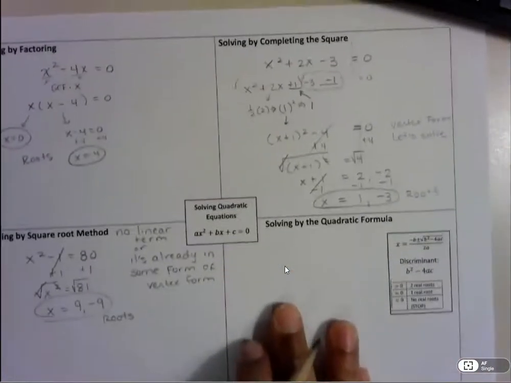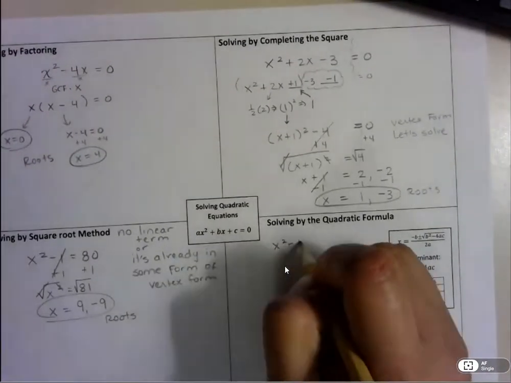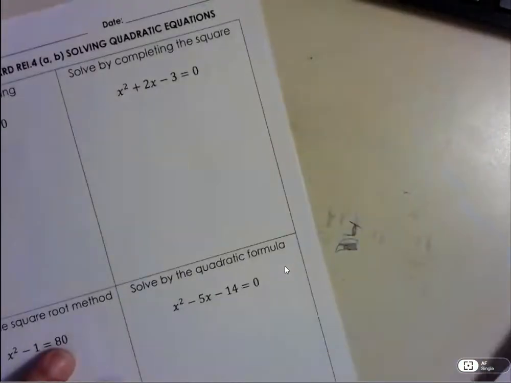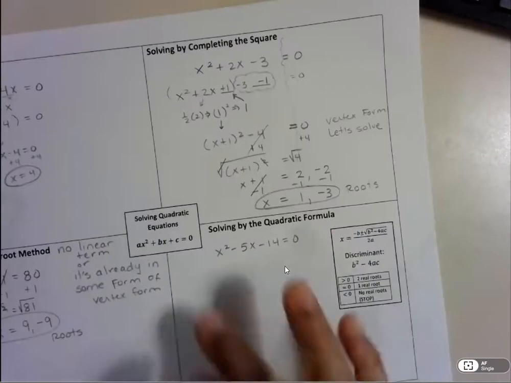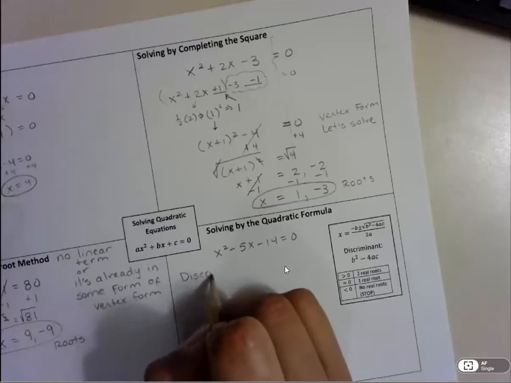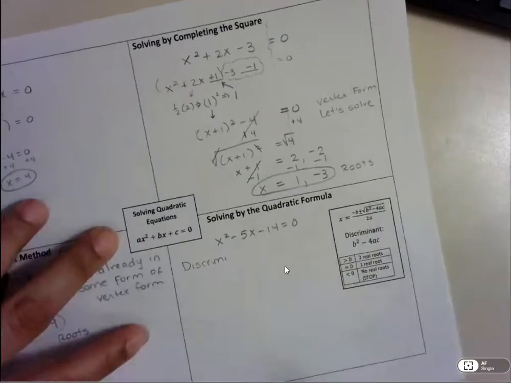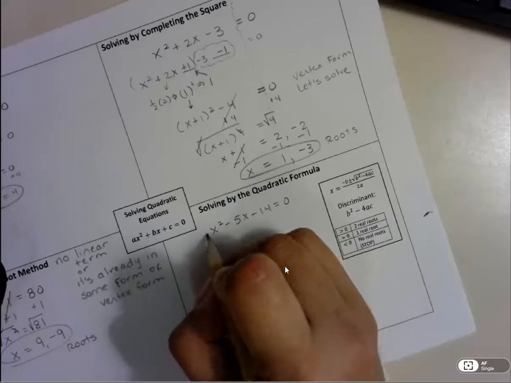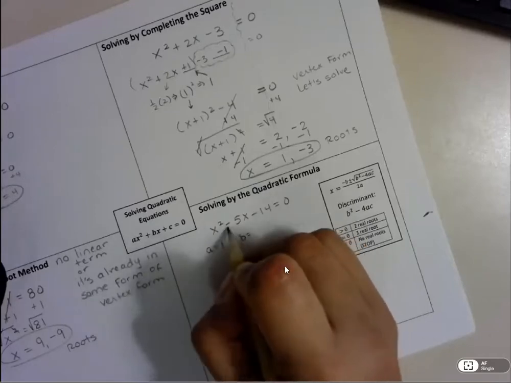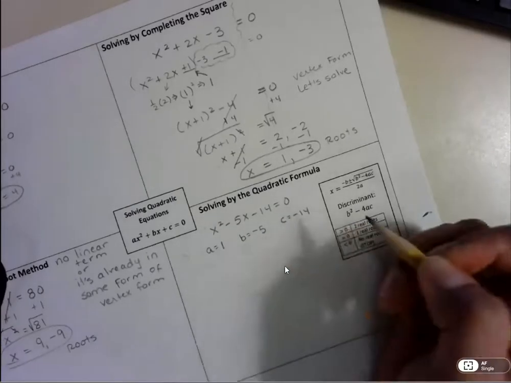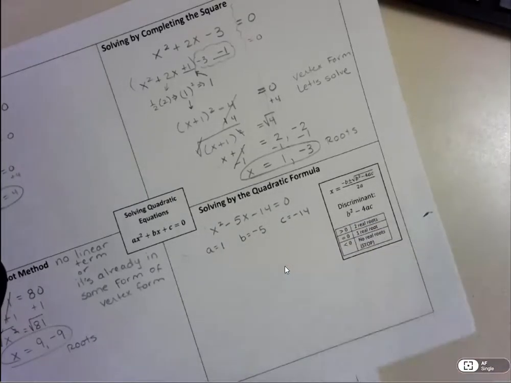Alright, the last one is x squared minus 5x minus 14 equals 0. And with this one, you have to check the discriminant first. Well, before you do this, because I know some of you struggle with that negative sign, you need to make sure that you know that A is a 1, B is a negative 5, and C is a negative 14. You have to be able to read your A, your B, and your C correctly.